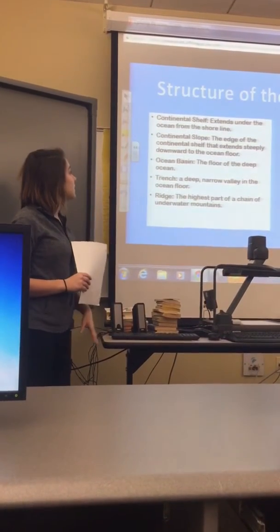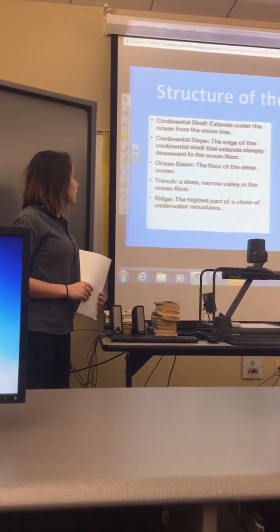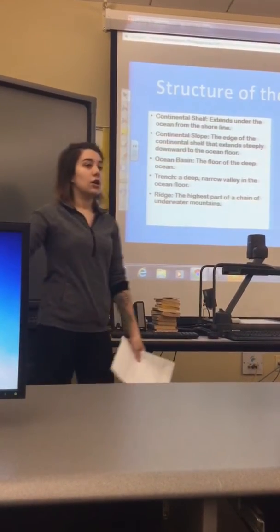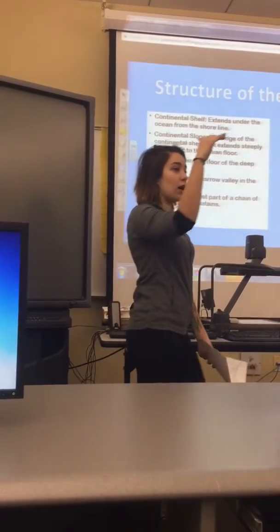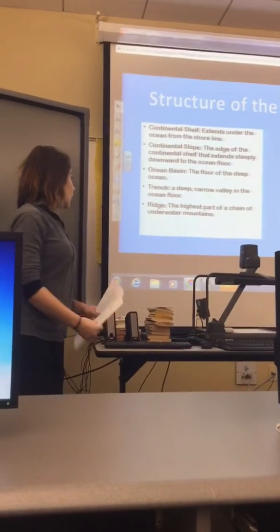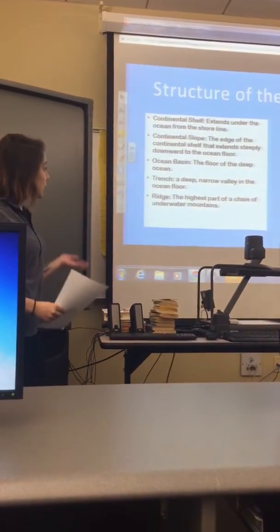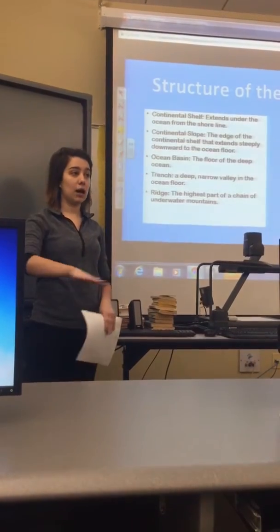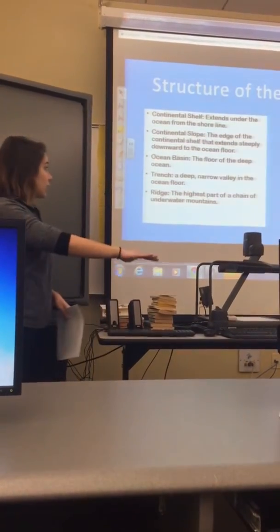Then we have the continental slope. This is the edge of the continental shelf that extends steeply downward towards the ocean floor. So we're going straight, we're still able to walk, and then it goes downwards. That's our continental slope. Then we have the ocean basin, which is the floor of the deep ocean. This is the very bottom, where it starts to flatten out.